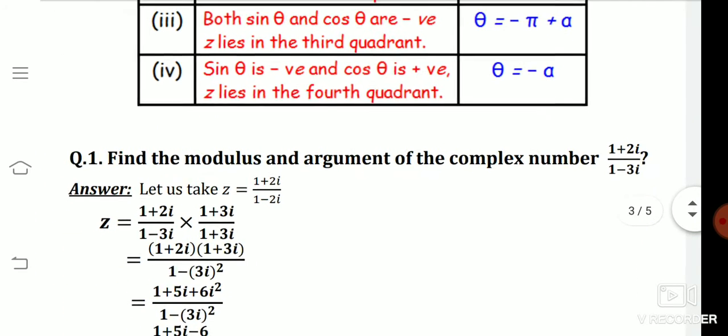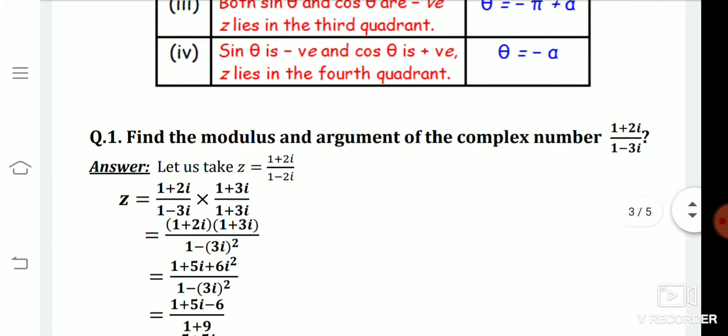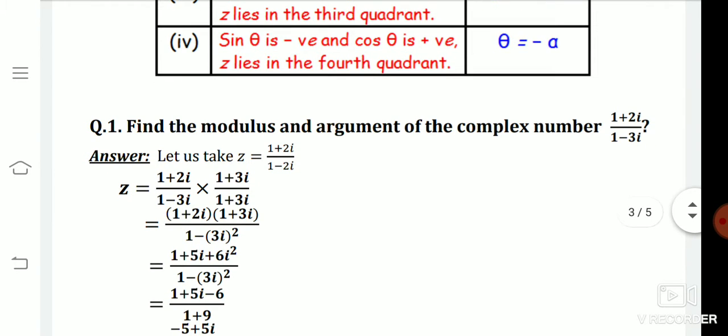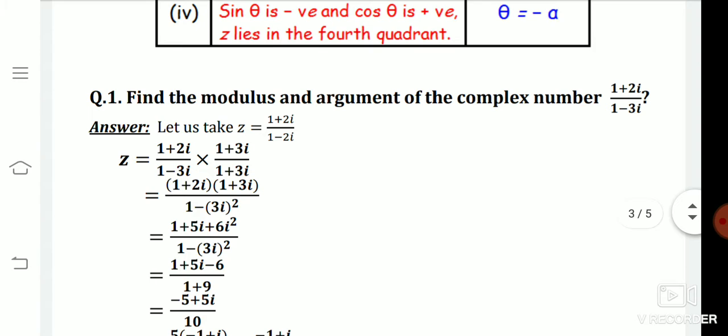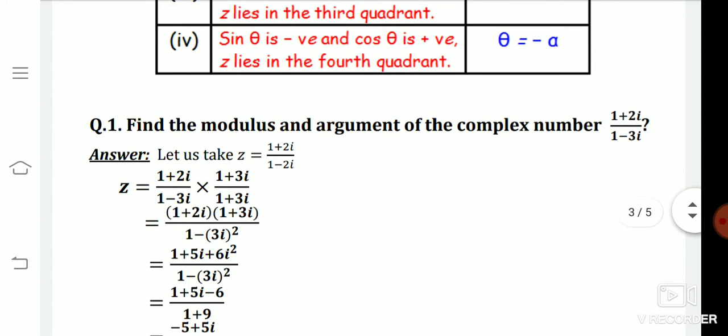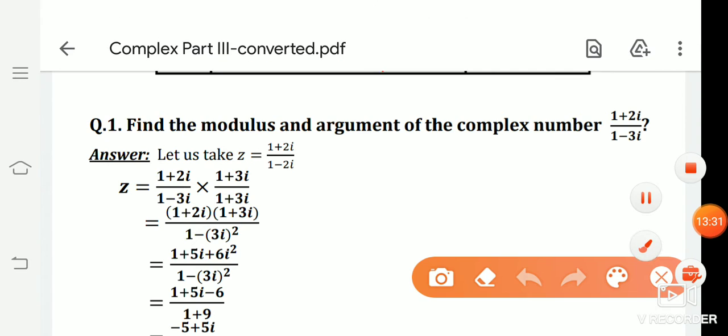Here we will discuss one problem related to the modulus and argument. It is a very simple problem. I have seen that this question has been asked once in some exam, I think either the class 11 final exam or the half yearly exam. That's why I took the problem. So here the question is to find the modulus and the argument of the complex number 1 plus 2i by 1 minus 3i.